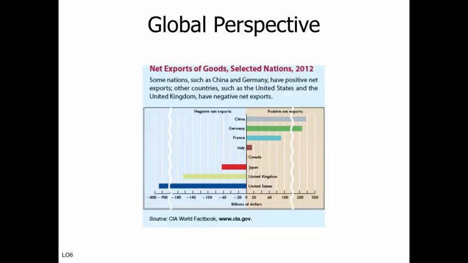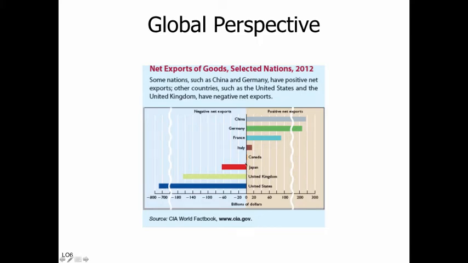If we look at net exports of goods across nations, this is from 2012, we'll see that some nations here, such as Germany, China, France, have a positive net export spending. So these countries at the top have more money spent on their exports than they spend on imports.